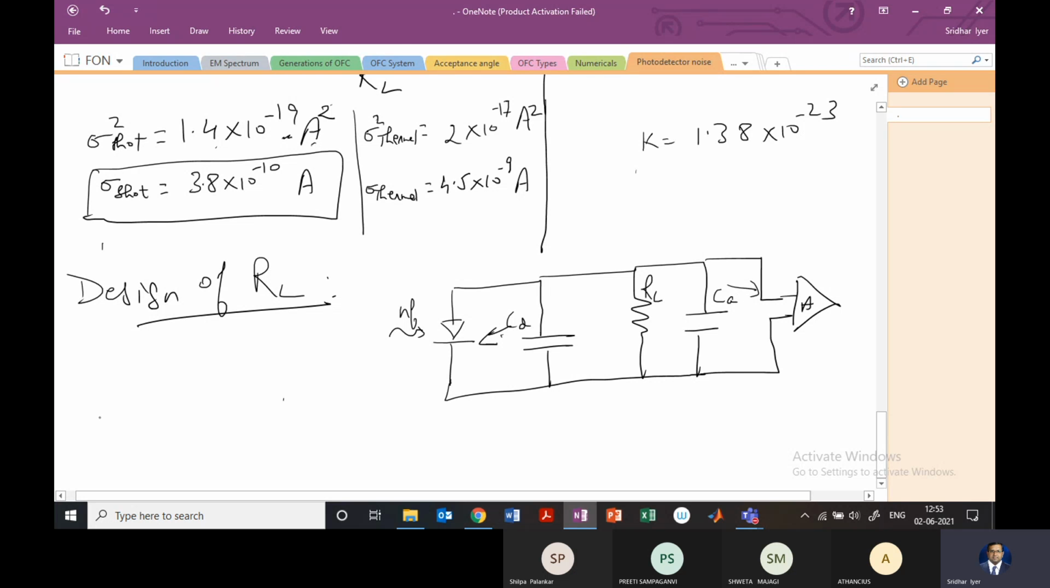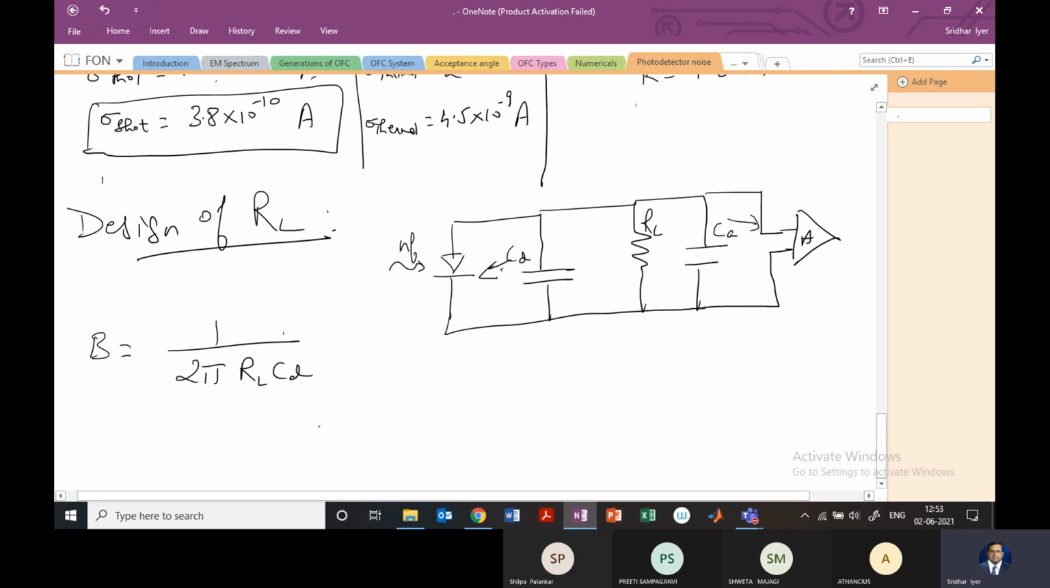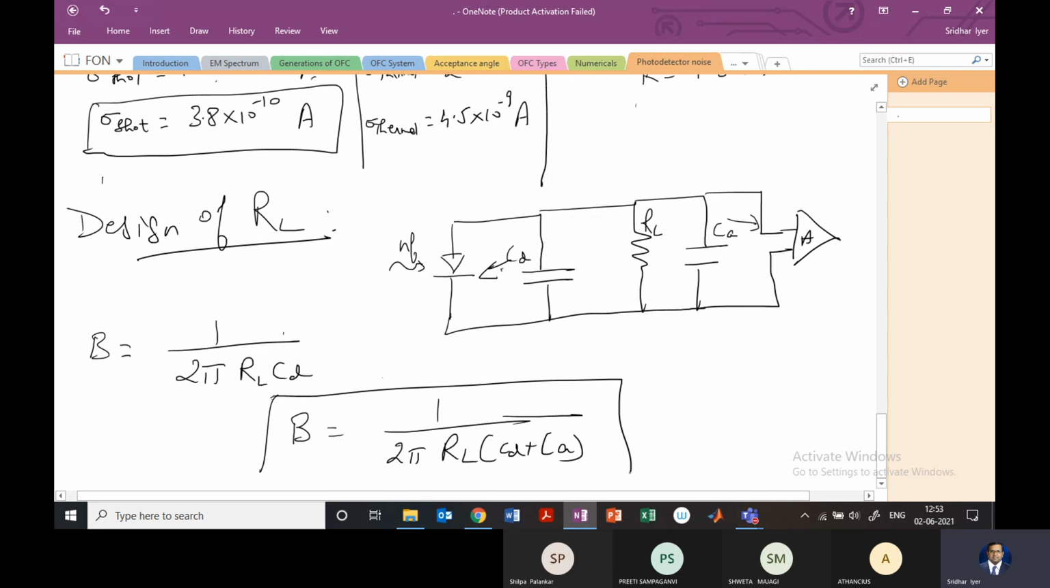If I want to find the maximum bandwidth, we know that this bandwidth is nothing but 1 by 2 pi RL CD. RL is the load resistance, and CD is because of the detector capacitance. However, since we have the amplifier also, we can update this equation and write it as 1 by 2 pi RL (CD plus CA). This will give us the total bandwidth of this receiver, considering both the detector as well as the amplifier circuit.